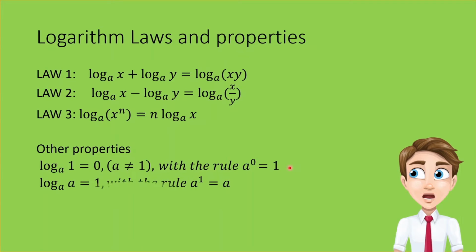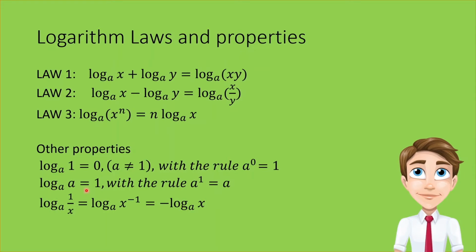Another property is that log base a of a is equal to 1. A must be 1 because 1 to the power of 1 is 1, and that's the only option because the power and the argument are the same. 0 to the power of 0 is undefined.